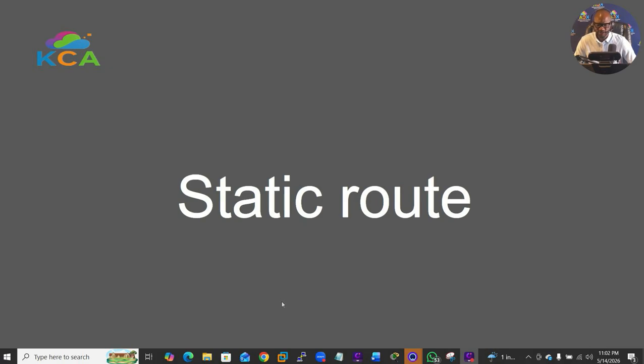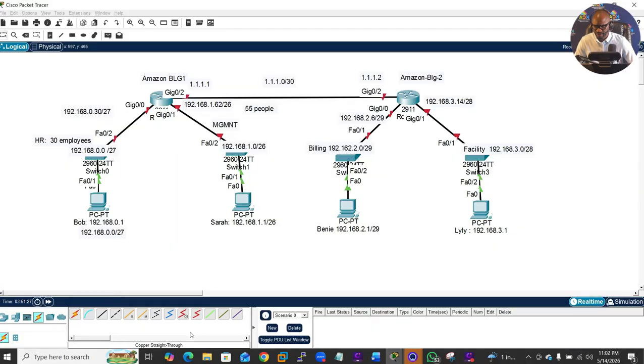In today's video, we're going to learn about static routes. We have to do static route configurations. All right, so let's go back to our packet tracer topology. We've got two routers here in this scenario. We have Amazon building 1 and Amazon building 2, and the two buildings will be connected over a point-to-point network. So on G0/2 on each side, we're going to have 1.1.1.0/30. This network will be shared between building 1 and building 2.